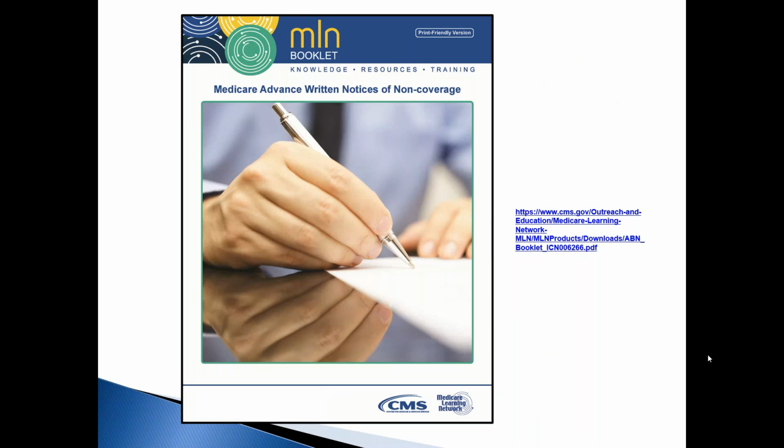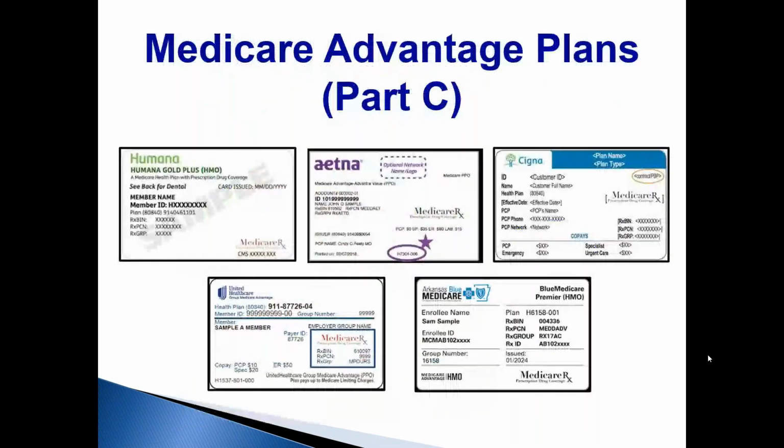Now, while I have you here, let me touch on Medicare Part C. These are Medicare Advantage plans. The ABN form does not apply to Medicare Advantage plans. Medicare Advantage plans may pay for exams and x-rays. Most of them only pay for spinal manipulation.